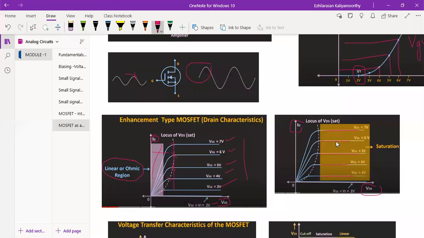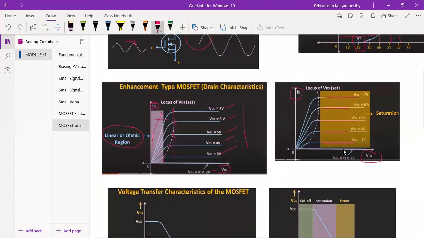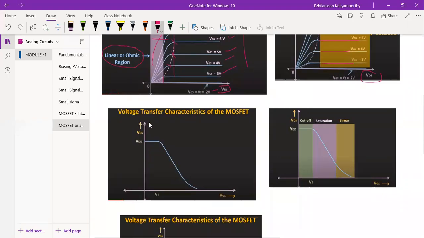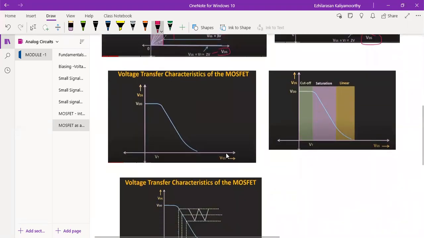Your transistor will act as an amplifier. So now we'll see the VTC of the MOSFET, that is, the voltage transfer characteristics. You can see the input is VGS because the applied voltage will be VGS. So here the output will be VDS. For example, VGS versus VDS.